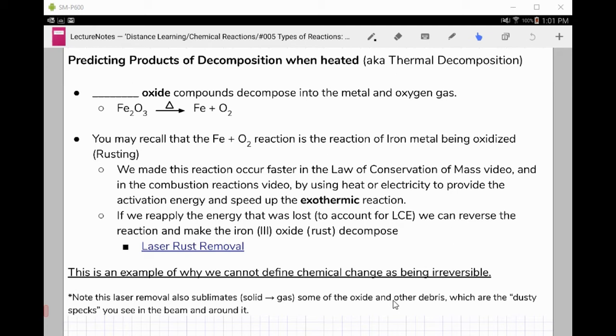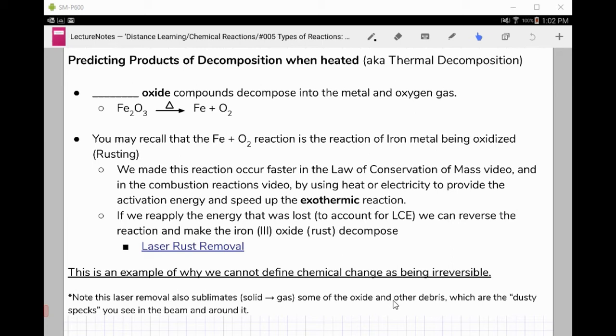For example, it's possible to get laser rust removal, which applies enough heat and energy to the iron(III) oxide to cause it to decompose back into the iron metal and release the oxygen gas in the air. So let's take a look at that example.